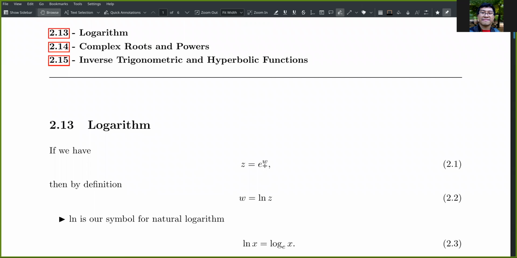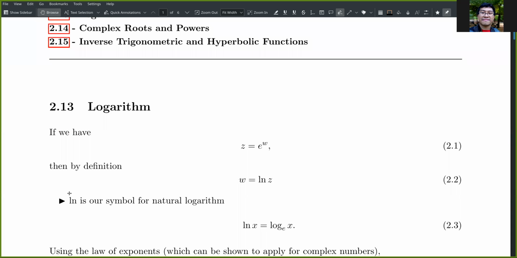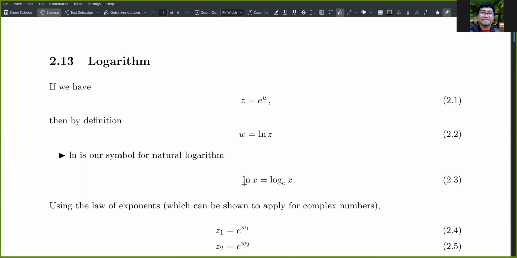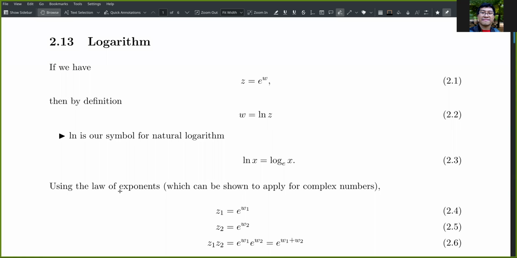If you have a complex number z equal to e to the power of w, then by definition, w equals ln of z. Ln here is our symbol for natural logarithm, so that ln of x is equal to log to the base e of x. Using the law of exponents, it can be shown that this will apply to complex numbers also.